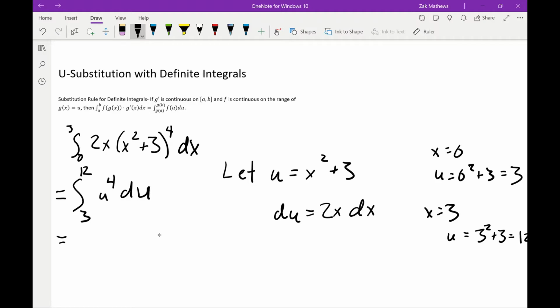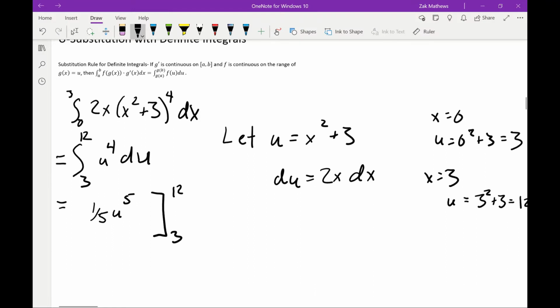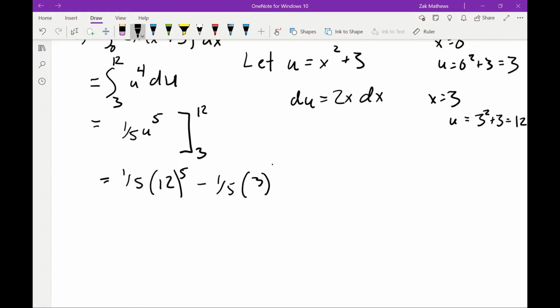Now we can do the same integration that we're used to, 1/5 u to the 5th. I don't need to write that plus c there because it's not an indefinite integral. We are just looking at one form of the antiderivative because that's all we need. And the other thing we don't have to do this time is convert back to x. We don't have to get back to x because we are plugging in our values of 3 and 12, which we have already fixed to match the u that we've changed to. So now I'm going to plug these in: 1/5 times 12 to the 5th power minus 1/5 times 3 to the 5th.